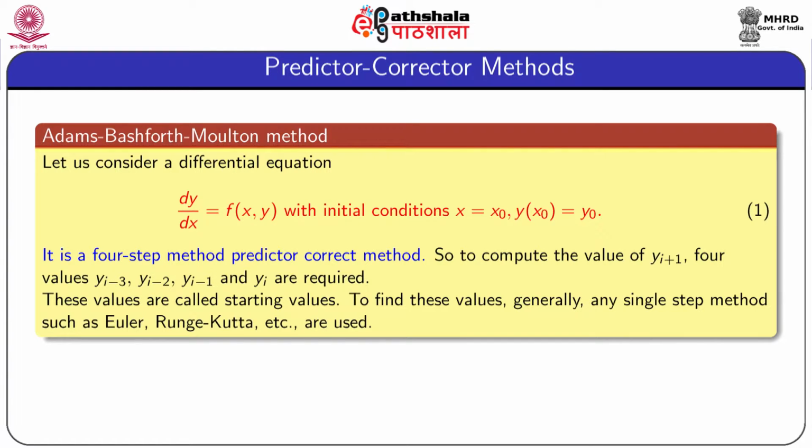These values are called the starting values. To find these starting values, generally any single step method such as Euler's method, Runge-Kutta method or any other method, say Taylor series method, Picard's method, is used. So, using any starting method, that means a single step method, we determine the four values yi to yi minus 3 to calculate the value of yi plus 1.